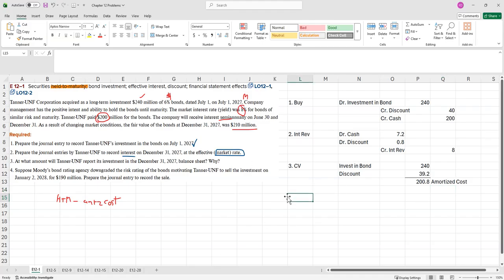For 4, they say, what if you sold the bonds? Some kind of unexpected event happened. Yeah, you planned on holding it until maturity, but suppose you had to sell it, you sold it for 190.